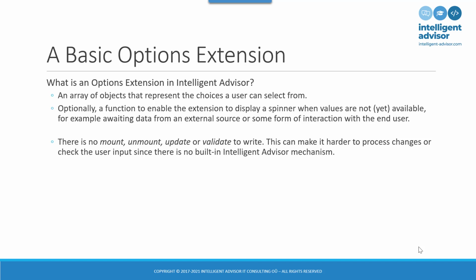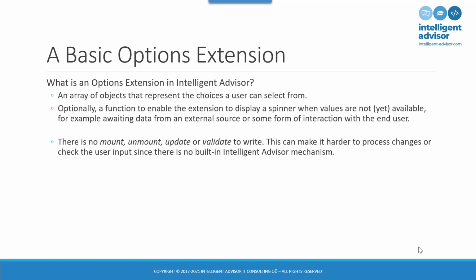There are a couple of other things that you can do. You could, for example, write it as a function or return null in the first instance, which will cause Intelligent Advisor to display a spinner, a little rotating image to show the user that the values aren't yet available. And then when they become available, then the display will happen. We'll see an example of this in a video and a walkthrough at the end of this chapter. But that's it, really. There's no mount, unmount, validate, or update.